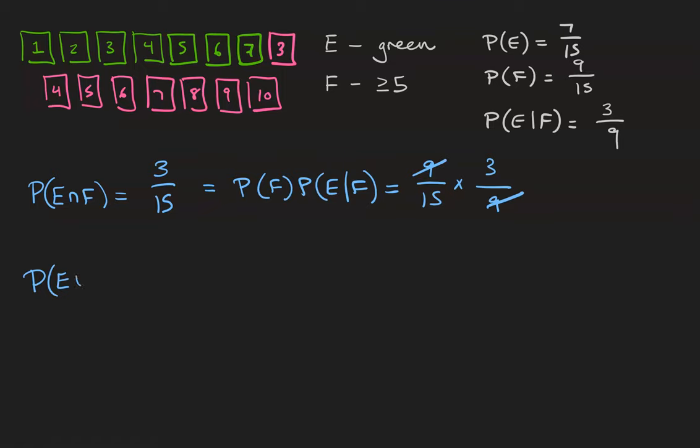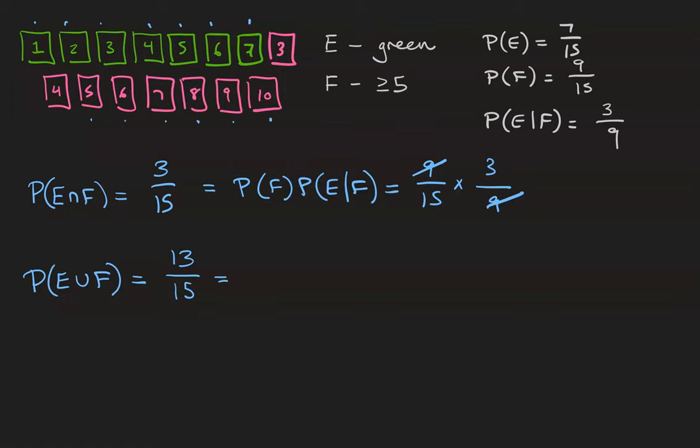Now let's find the probability of E union F. We want to count the outcomes that lead to E or F. All right, well, there are 7 green cards. And then other than that, the cards that lead to a number greater than or equal to 5 are these. 7 plus 6 is 13, so there's a 13 out of 15 probability that you will get a green card or a card whose value is at least 5.